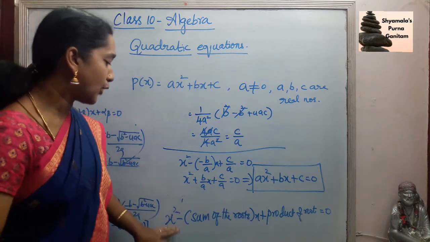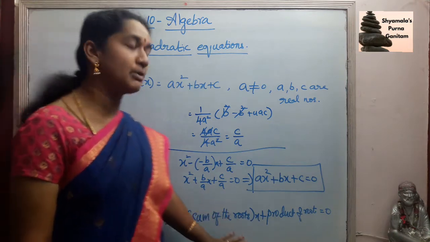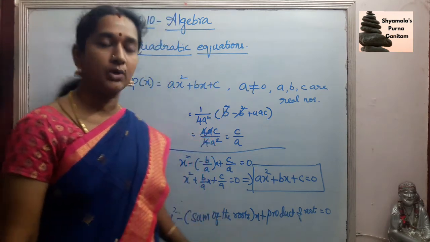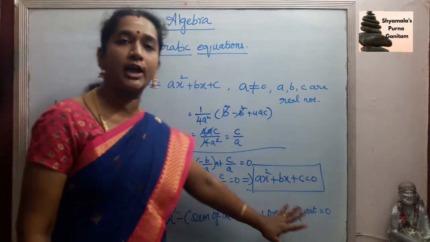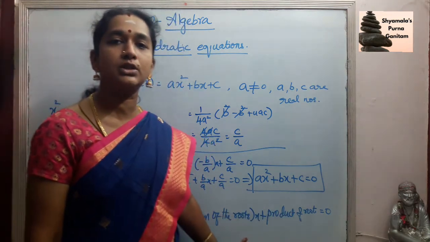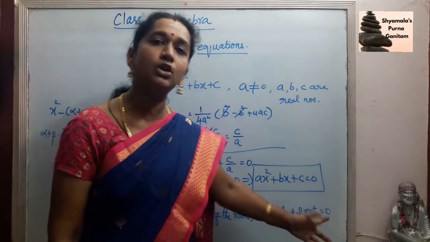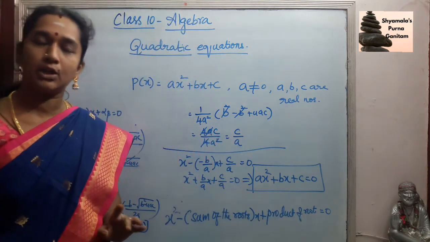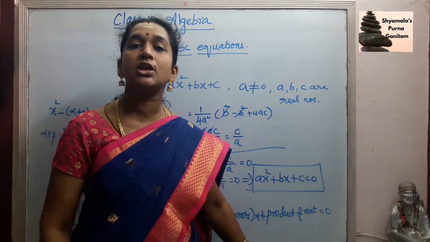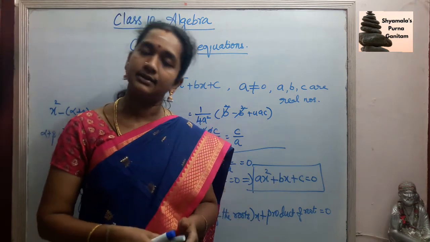So if two roots are given, we can find the quadratic equation. That is, if we find the sum and product of the roots and substitute in this, that is x squared minus sum of the roots into x plus product of the roots, we will get the quadratic equation, and vice versa. So with all this given information, we can do the next exercise.